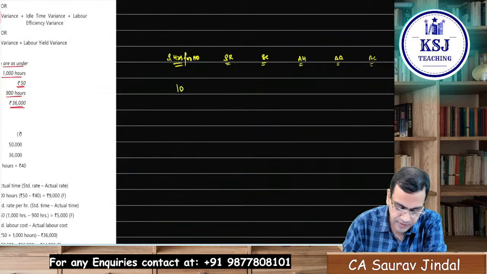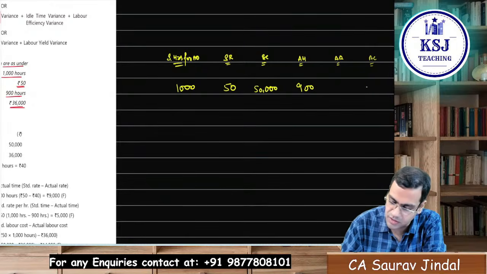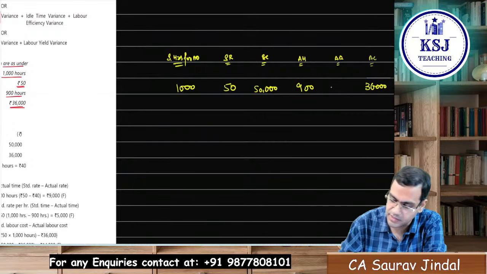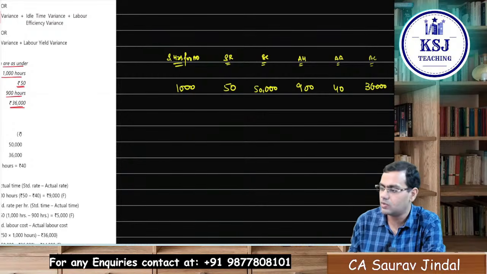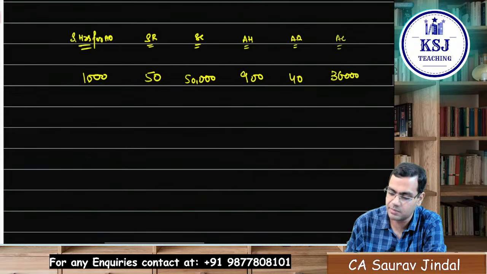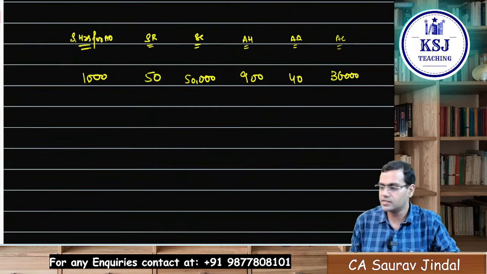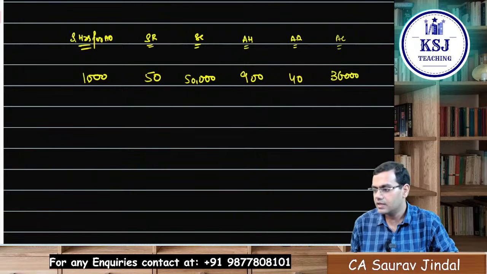Standard hours is 1000, standard rate is 50 here. So the standard cost will be 50,000. Actual hours is 900, actual cost is 36,000, right? Now you can calculate the labor variances. Will that be okay? This is a simple question like illustration number 1. This illustration number 5 is also simple.